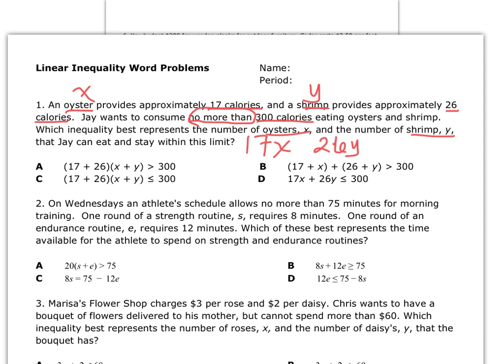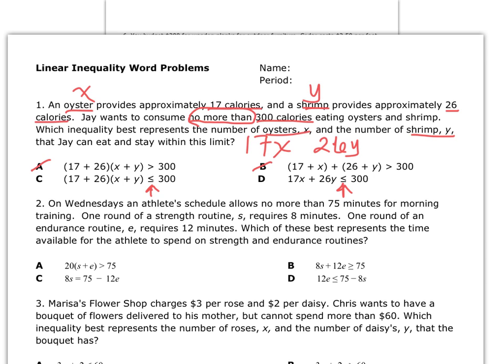What could I do? Which ones could I eliminate? The ones that say greater than 300, right? Beautiful. So I can eliminate A and B for sure, right? So we know that together it's got to be less than or equal to that 300, right?